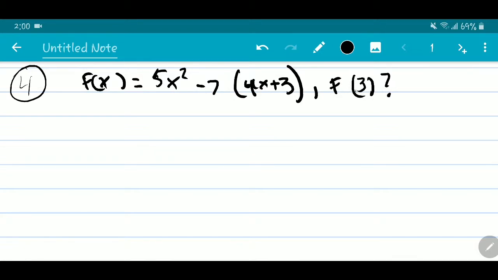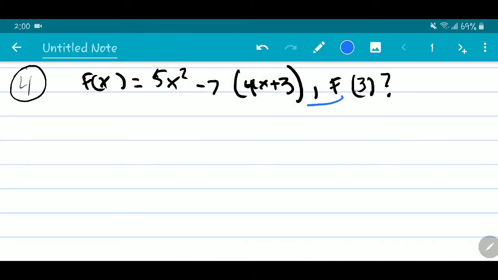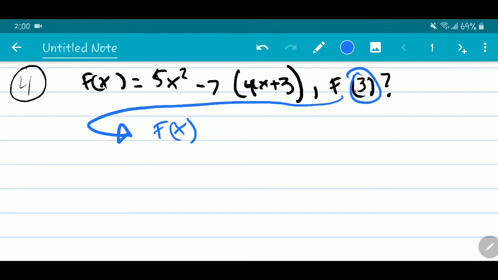Alright, so basically what we have to do is, whenever you're given an f, parentheses, a number, and it has a question mark at the end, you have to plug in, because this is essentially just a value of x, and it's giving us that value of x at 3.